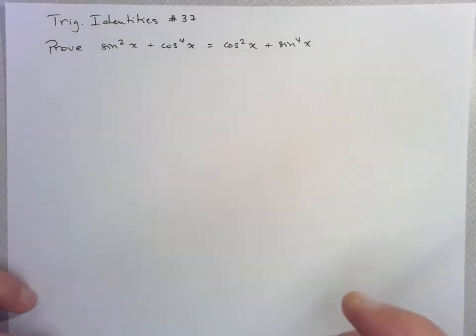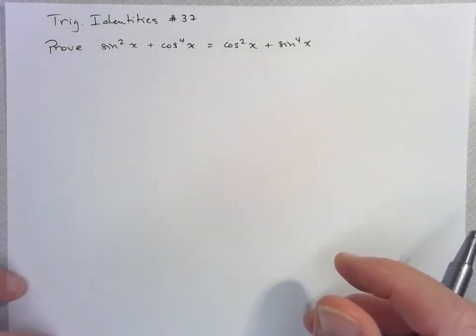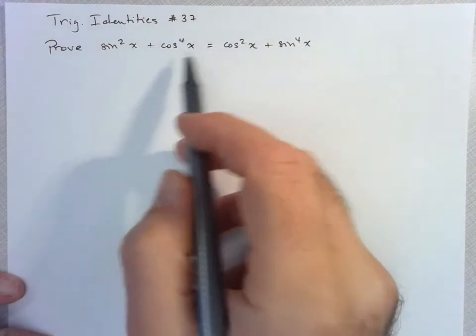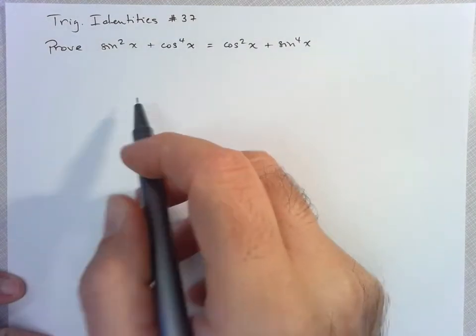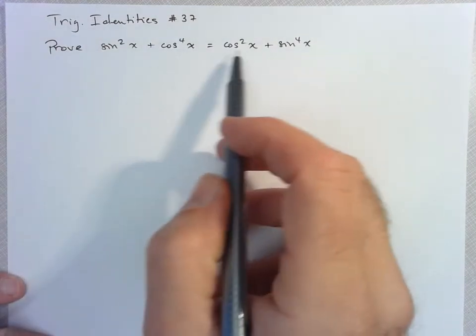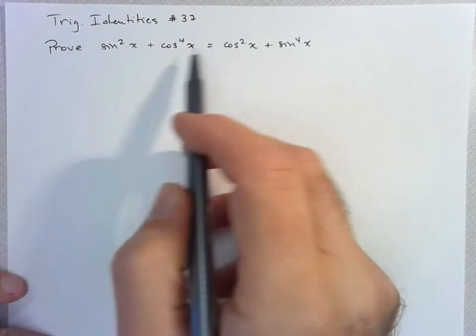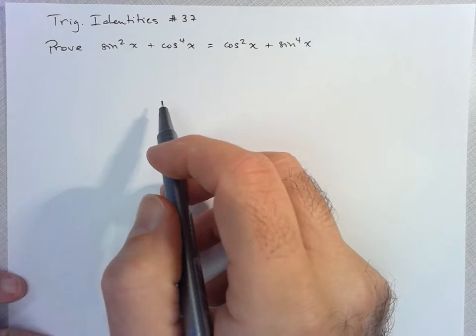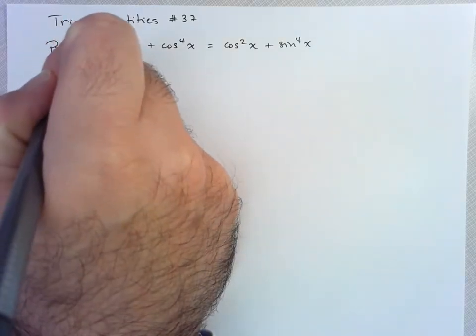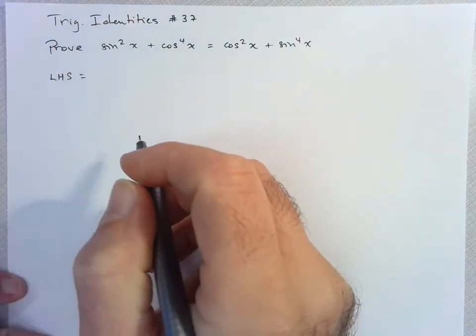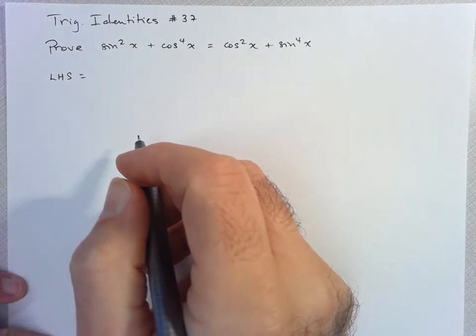Hi folks, we're going to take a look at number 37 from the Trig identity sheet. So they're asking us to prove this identity. This is one of these scenarios where there really is no clear-cut winner in terms of which side is more complex. In fact, they look exactly equally complex. Okay, so I'm just going to start with the left-hand side. It probably would be similar if I just started with the right-hand side.